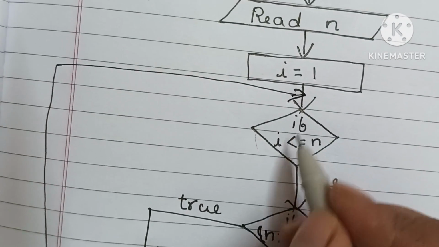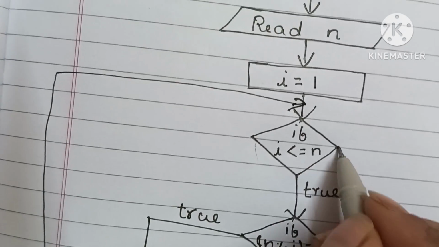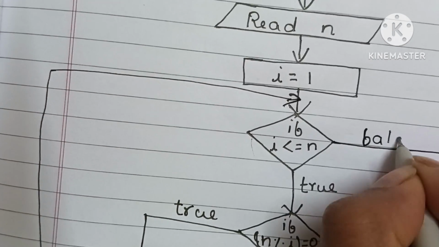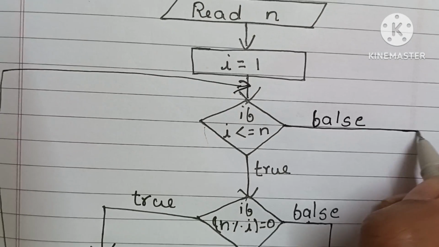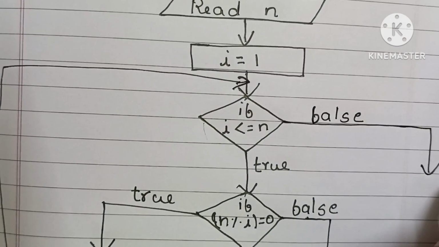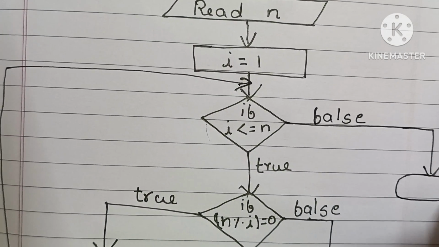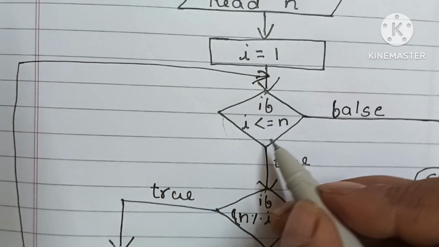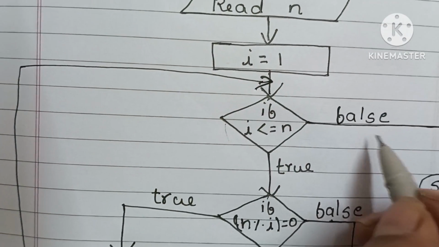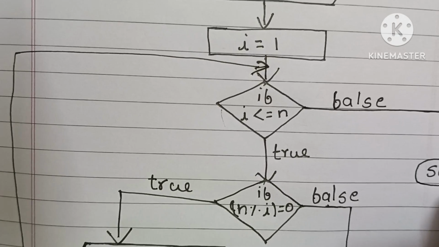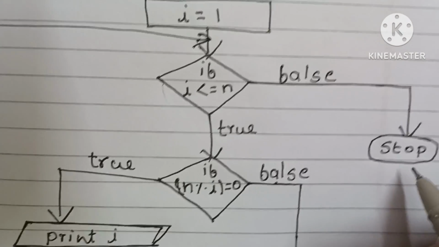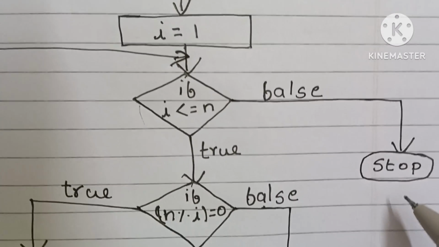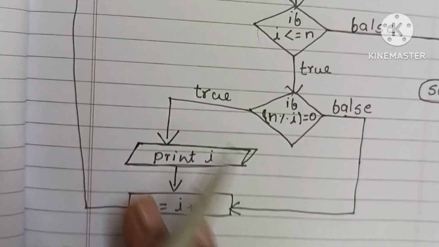If I less than or equal to n is false, it stops the flowchart using the stop statement. Here the start and stop statements are written within an oval shape. Let's see how it works.